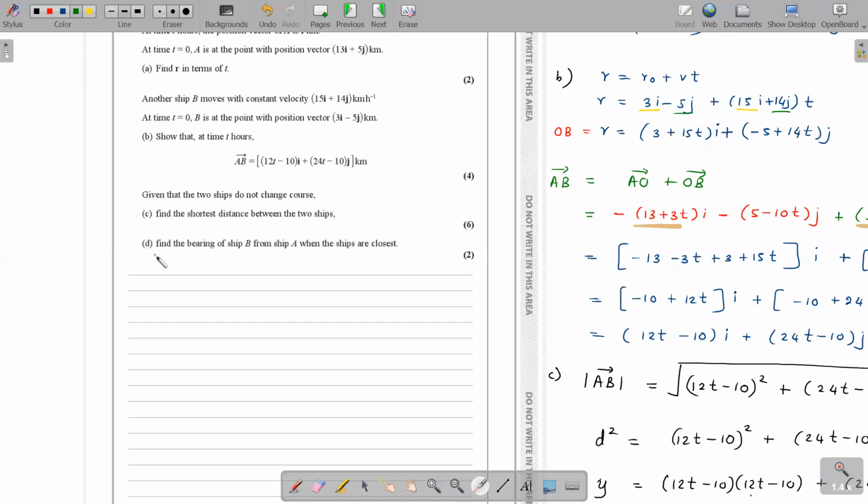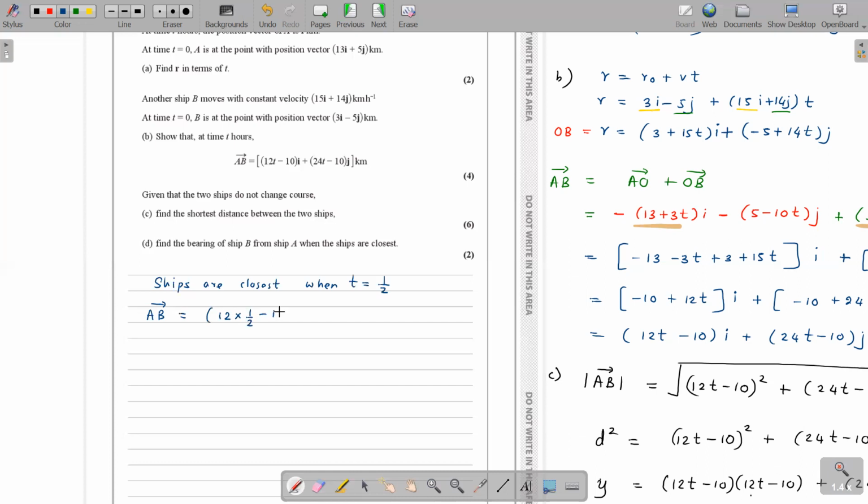Next, part D. Find the bearing of ship B from ship A when the ships are closest. So just 2 marks. When are the ships closest? We found in the earlier part that the ships are closest when t equals half. So when t equals half, can you all get me the AB vector? We already have the AB vector equation, right? Input t as half.